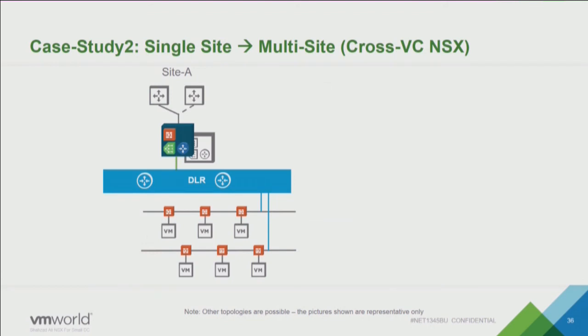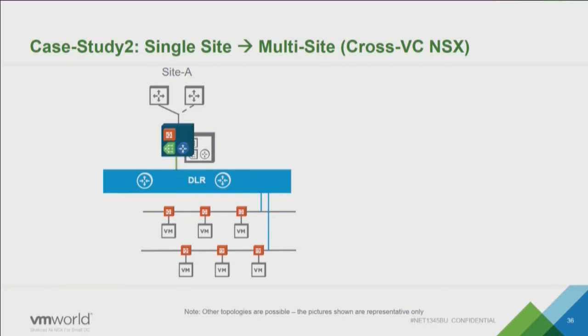Another case study is going from a single site to a multi-site. And when you're planning for that small DC deployment, this is another one to keep in mind. As Shahzad had said, a lot of the smaller data centers will actually use cross VC for disaster recovery. It's a fantastic use case.